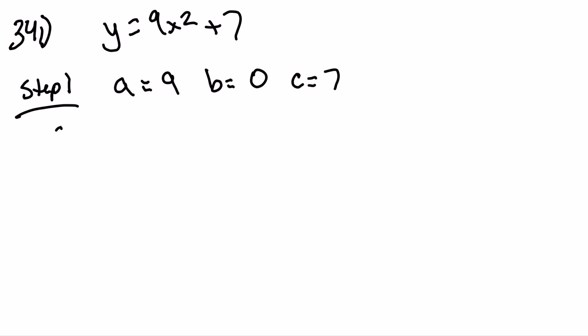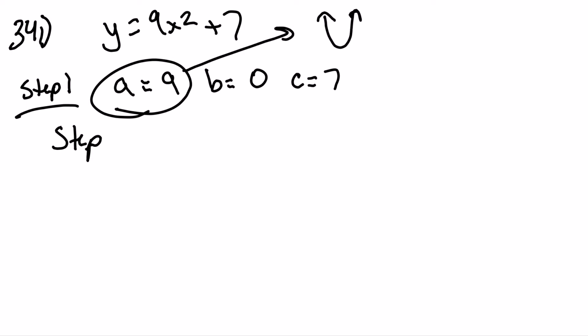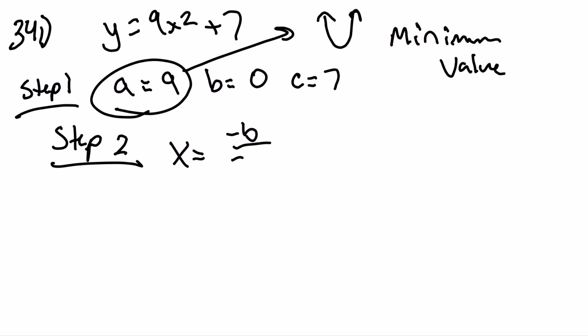Step 2 says I have to find the vertex, because you have to find the vertex to be able to find out the value. But already I know that my graph is going to be a U, so I know it's going to be a minimum value. So step 2, x equals the opposite of b over 2a. So I put the opposite of 0 over 2 times 9. So I get 0 over 18, which is 0.